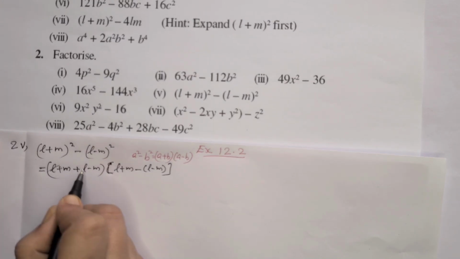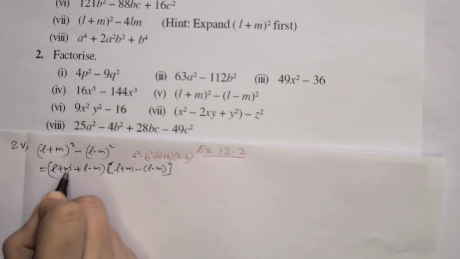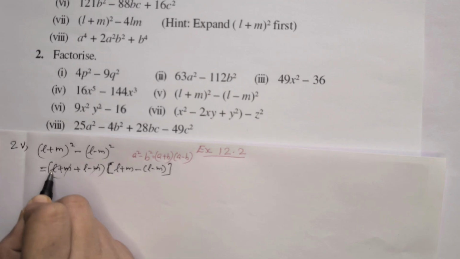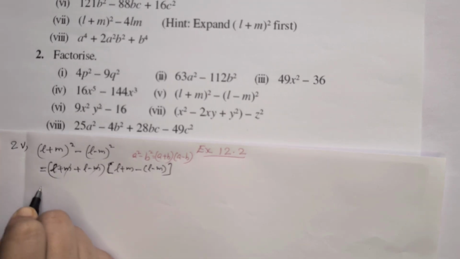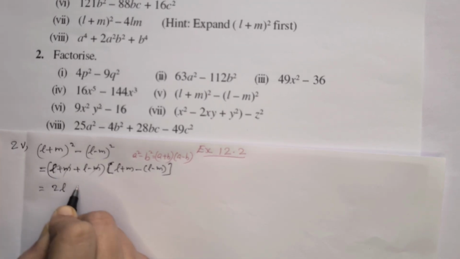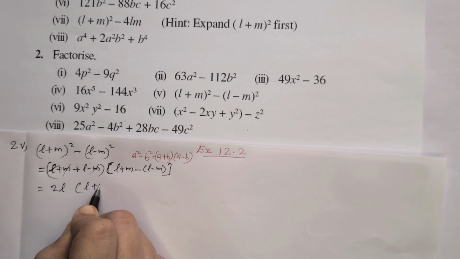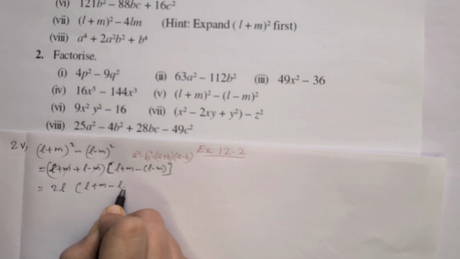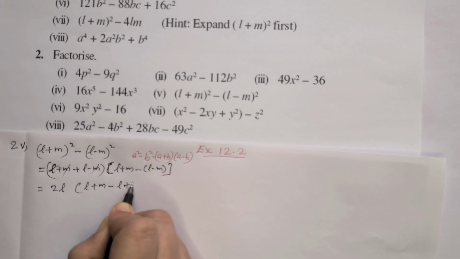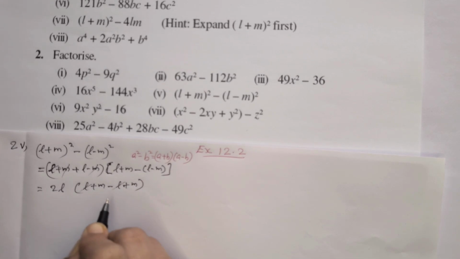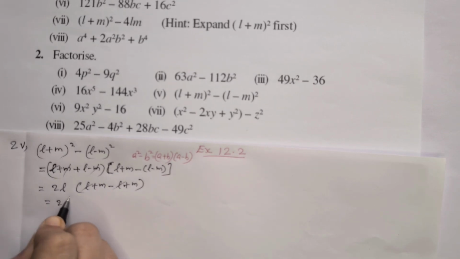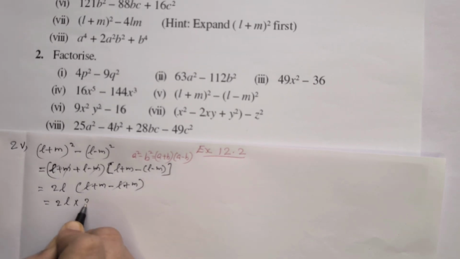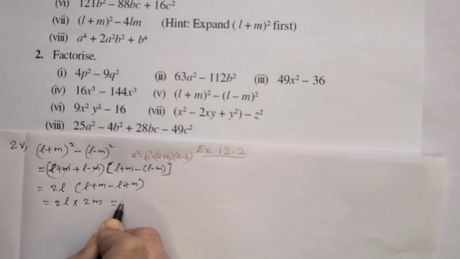So here m and minus m will cancel, then l plus l, that is 2l. When we are opening this bracket, l plus m minus l minus of minus, that is coming plus m. Here that l is cancelling. So there we are getting 2l into 2m, which means 2 into 2, 4lm.